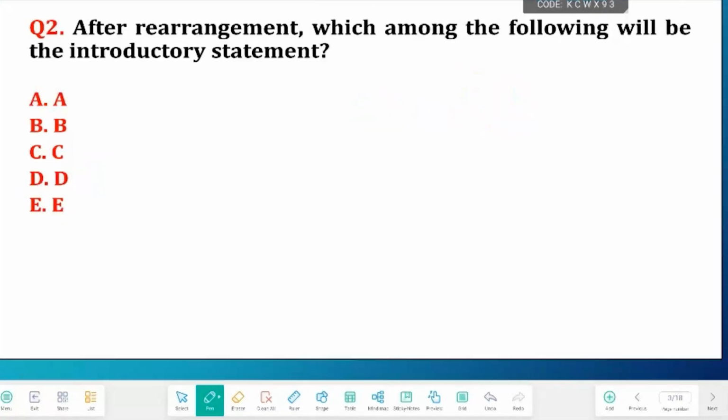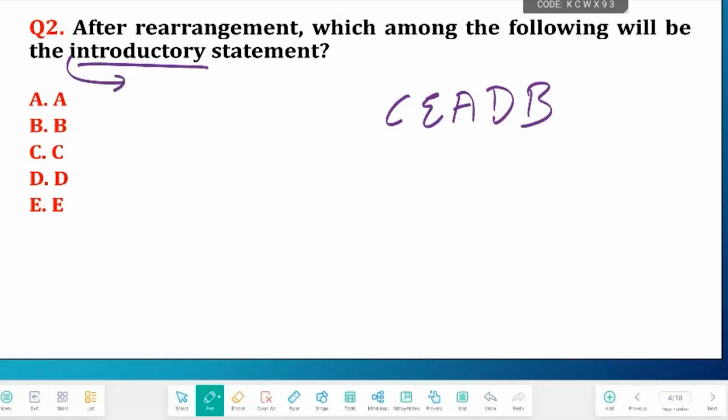Let's move ahead. After rearrangement, which among the following will be the introductory statement? क्या था? CEA D B. Now, introductory statement means first statement. जो आपका इंट्रोड्यूस कर रहा है, दैट इज योर फर्स्ट स्टेटमेंट. फर्स्ट स्टेटमेंट क्या होगा? सी फॉर चेन्नई, सीईए डीबी था हमारा सीक्वेंस. सो सी स्टेटमेंट विल बी योर फर्स्ट स्टेटमेंट. व्हाट विल बी योर करेक्ट ऑप्शन? इट विल बी नथिंग बट option C. So option C will be your correct answer. Let's move ahead.